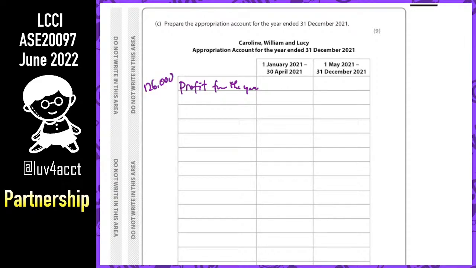126, and it is earned evenly throughout the year. So 126 divided by 12 for the first 4 months, it will be 42,000. And then the other 8 months, 84. I have to add it back together to make it 126. Good, because sometimes I can be careless. That's why if there is a chance, I will double check, triple check, using different ways. Next one, we have the appropriation items here.